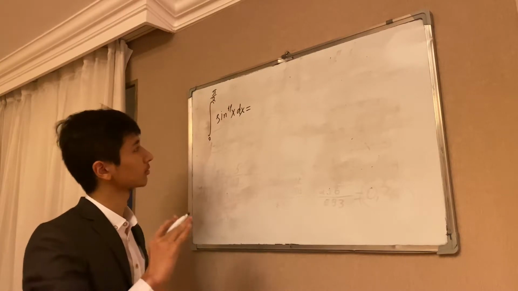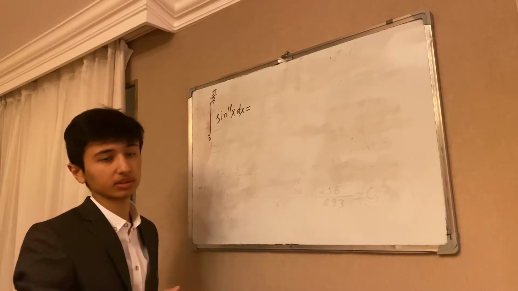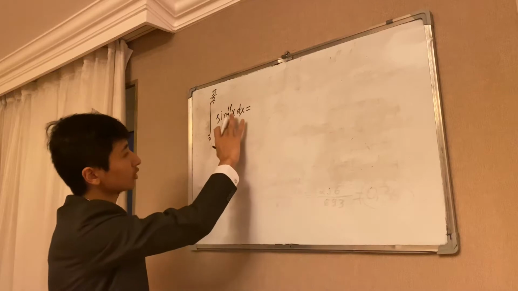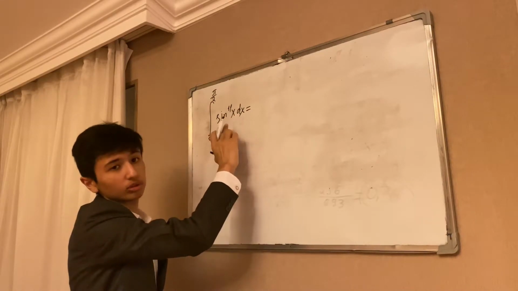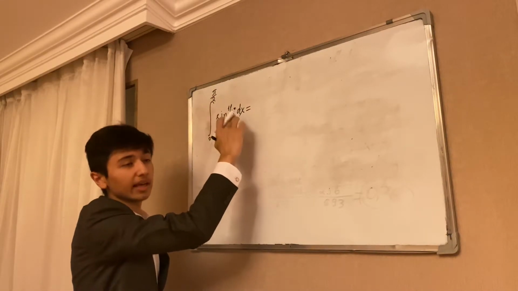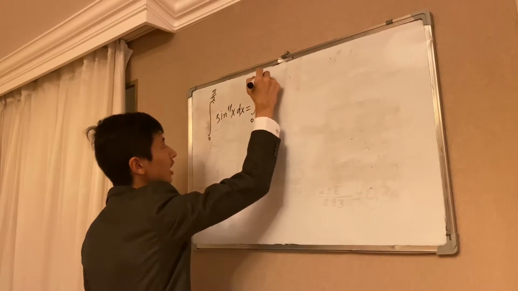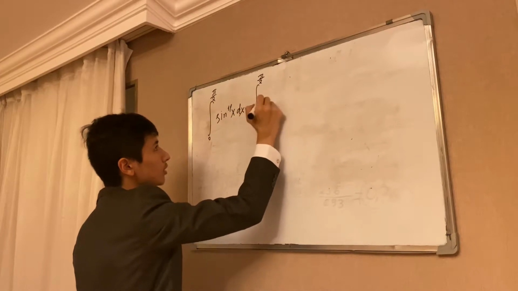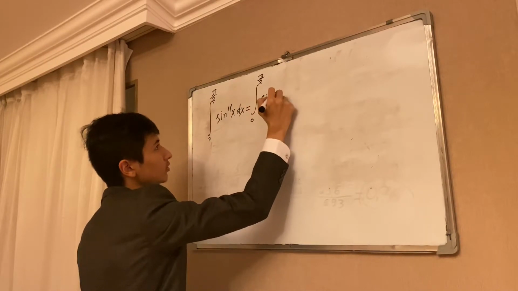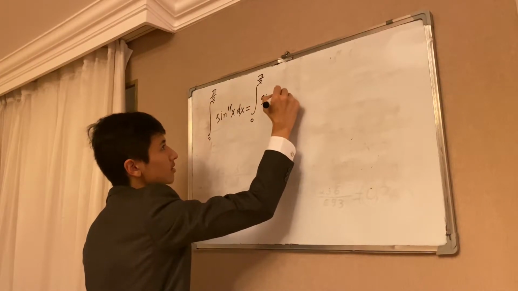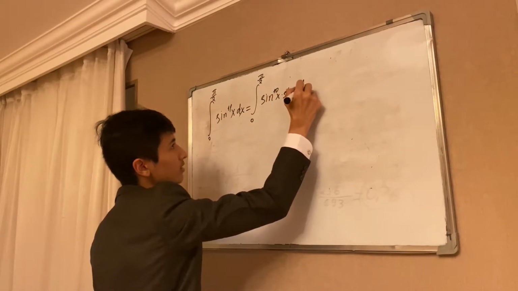Now, before I go to the substitution method, I split sine to the power 11x into sine to the power 10x and sine x. Let me show you. The integral from 0 to pi over 2, I split it into sine to the power 10x times sine x dx.